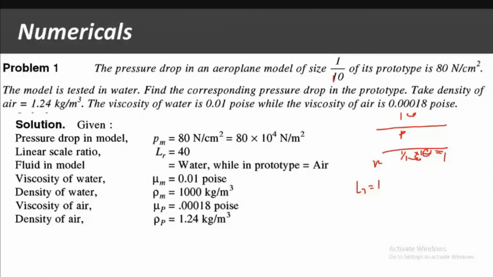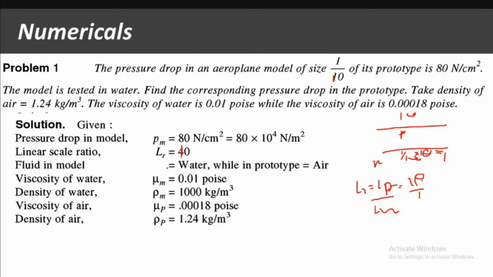So what is our length ratio? Length ratio is length of prototype divided by length of model. So length of prototype 10 meters divided by length of model 1 meter, so 10/1. Sorry, here 10 should have been there. There is some printing mistake. So length ratio will be 10.